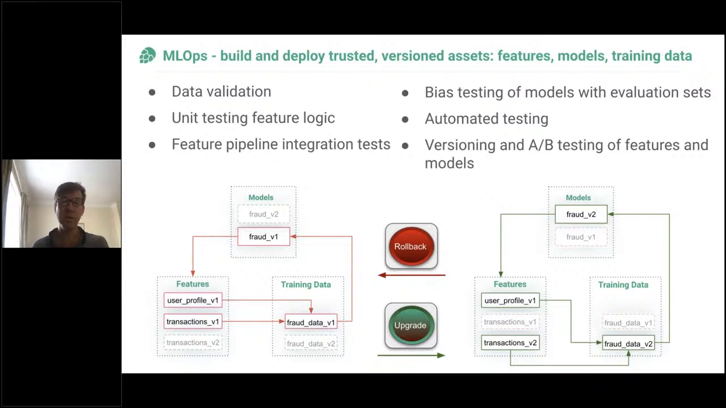the models that we train, we want to be able to ensure that they're trusted and versioned. That means doing what we call MLOps, automated testing. The kind of testing you might want to do includes unit testing of the feature logic and feature pipeline integration tests. You want to validate the data that gets written through them.